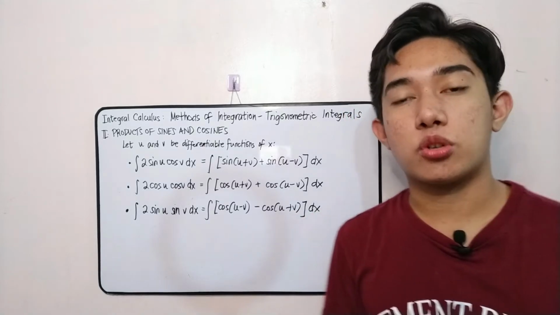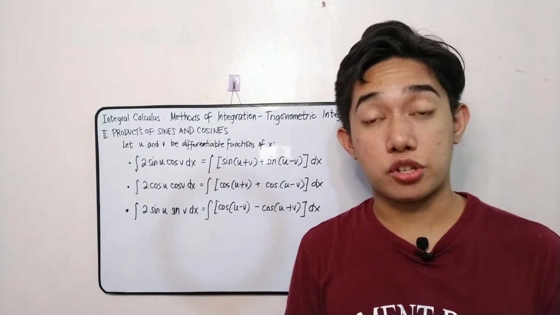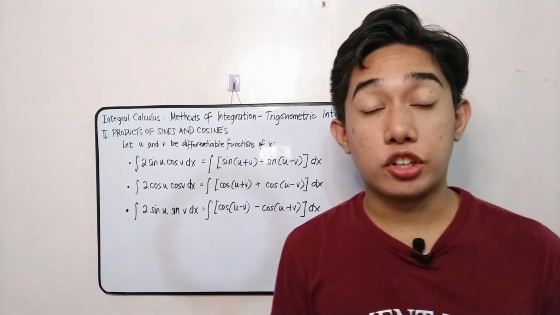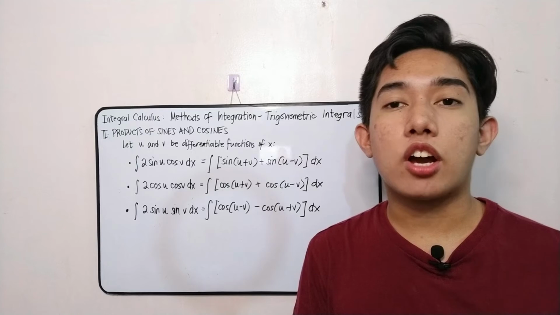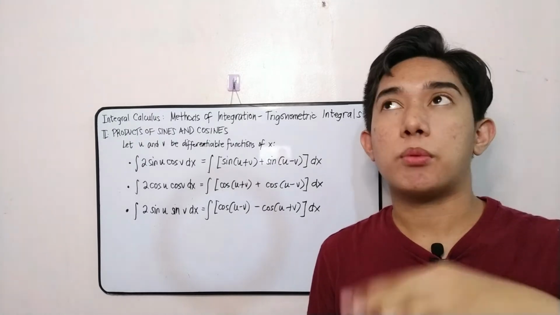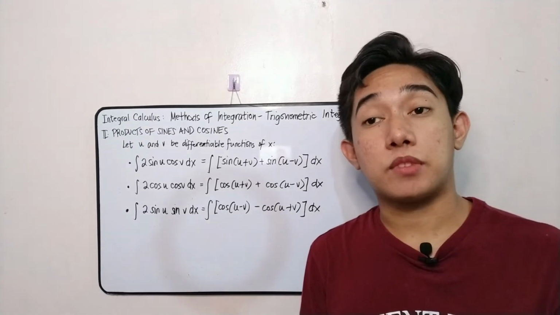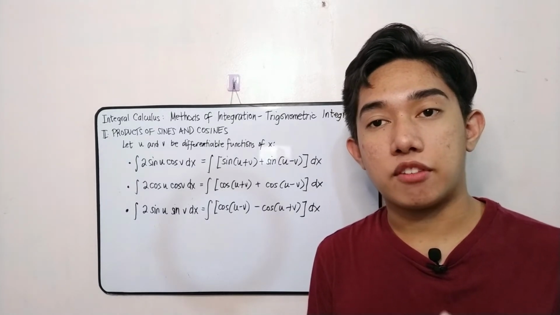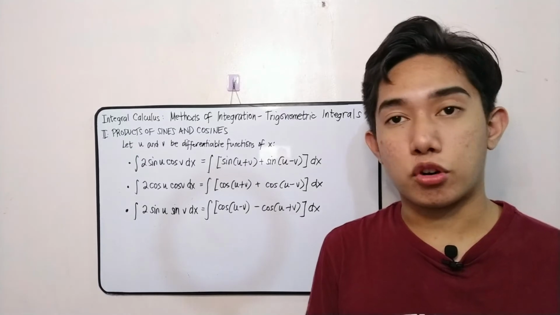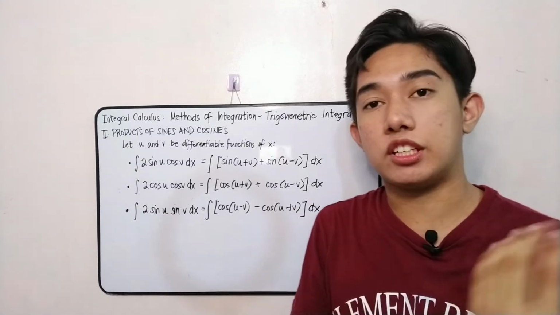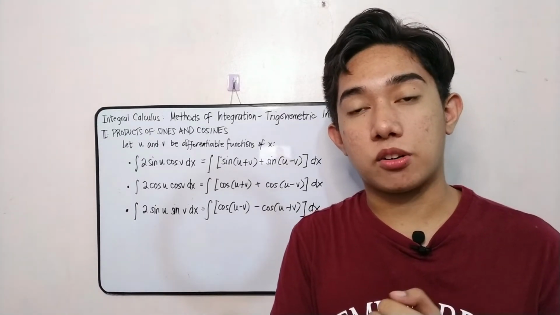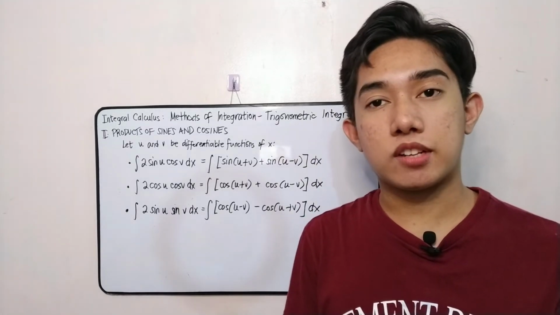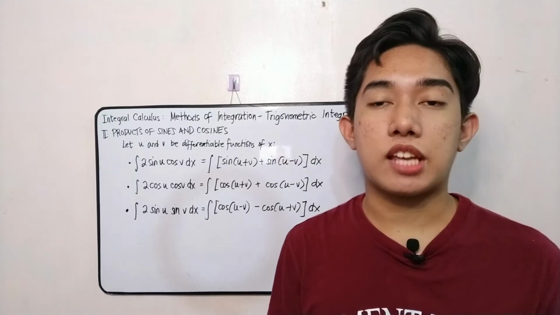So for our last session, we've talked about methods of integration. We've introduced the first method of integration, which is the trigonometric integrals. When we talk about trigonometric integrals, we deal with the six trigonometric functions and how they have their values of integrals with their corresponding formulas. We've introduced in the past video the powers of sines and cosines. And now, we will continue with the second part of the trigonometric integrals, which talks about products of sines and cosines.